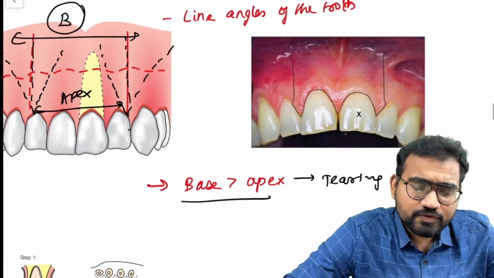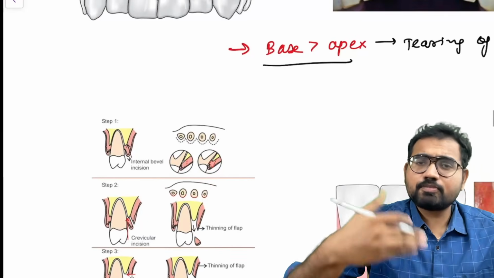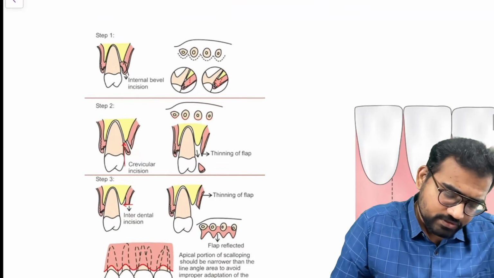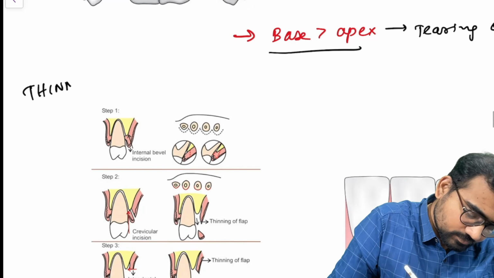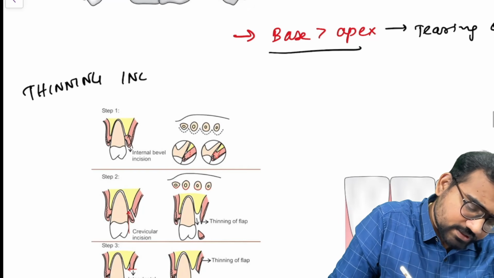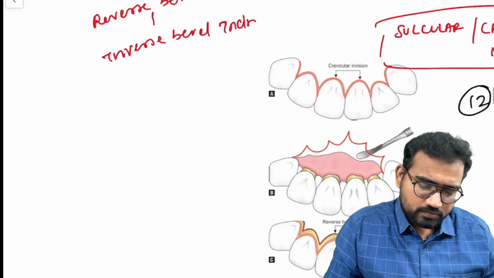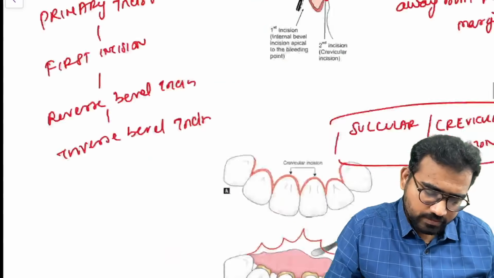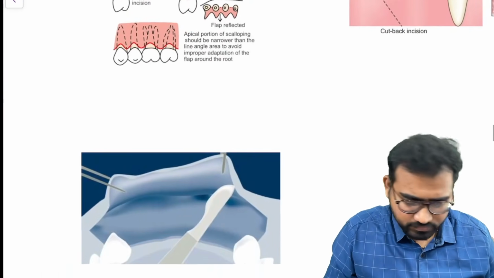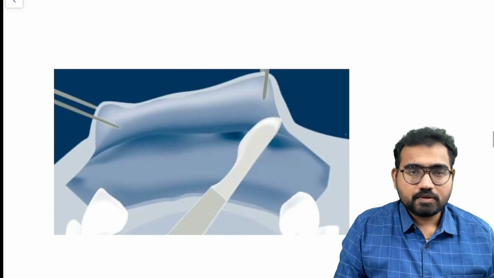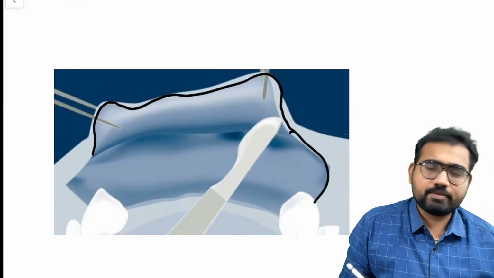Okay, so these are the few set of rules for vertical releasing incisions, right? So we'll talk about another few incisions. This is called a thinning incision. What do I mean by thinning incision is very simple. Let me show you an image. So you take a look at this patient. This is a flap, right? A section of gingiva which is surgically separated from the underlying bone.